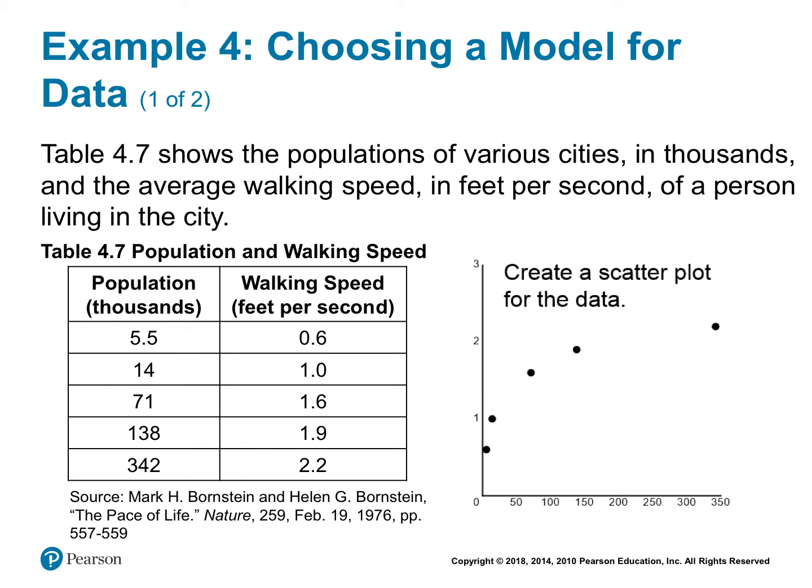Example 4, we're going to look at choosing a model for our data. So this table shows the populations of various cities in thousands and their average walking speed in feet per second of a person living in the city. So we have population of 5.5 thousand, walking speed is 0.6 feet per second. Population of 14,000, they had a walking speed of 1 feet per second. So we're going to start by plotting those points. So down here is the population in thousands. And then you would just plot where those points would go.